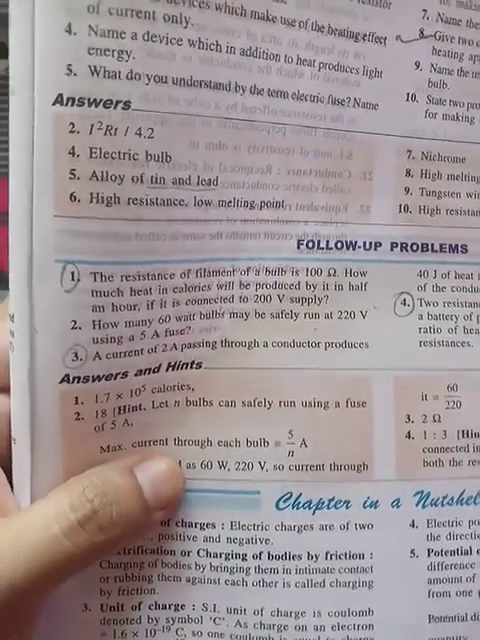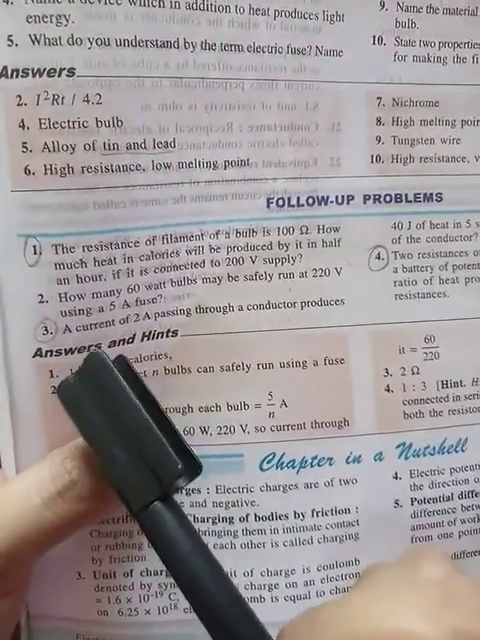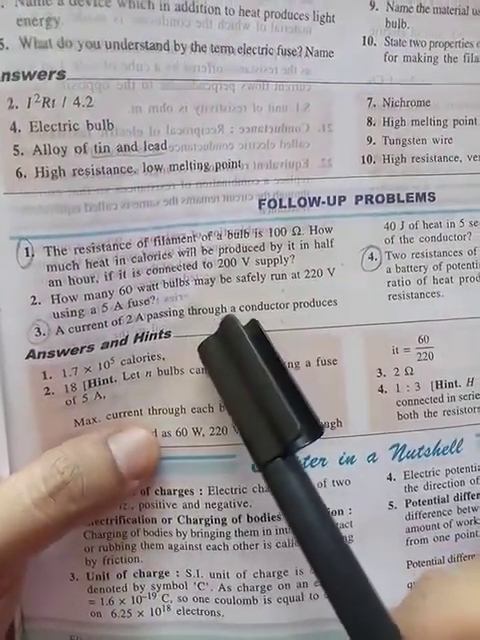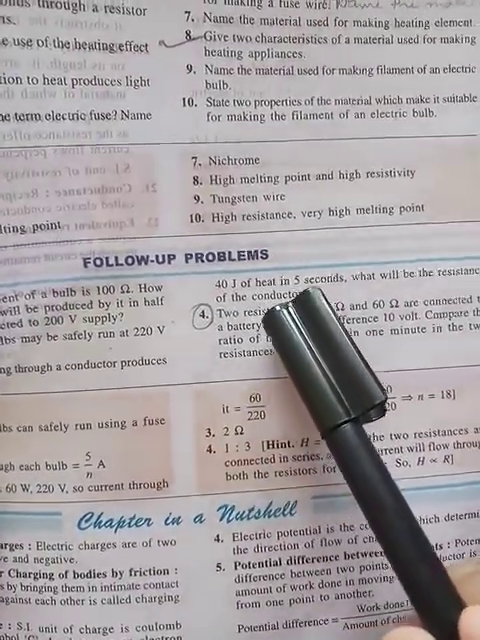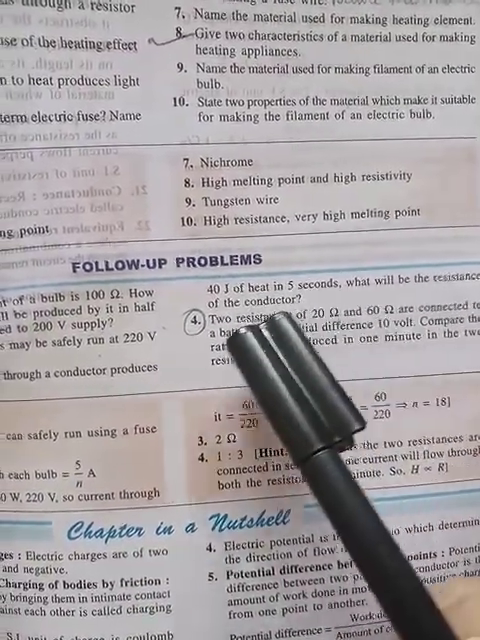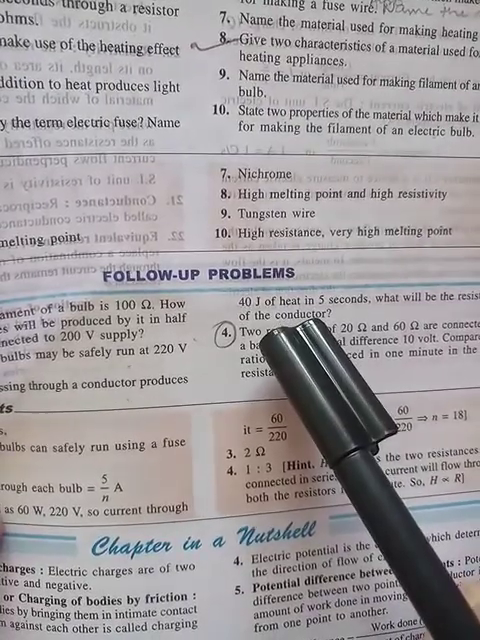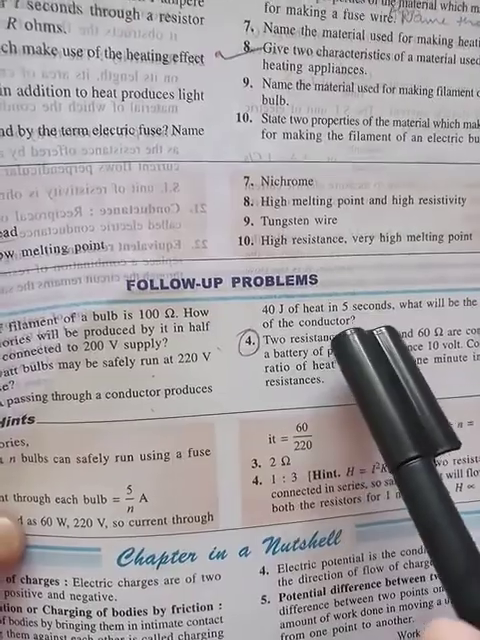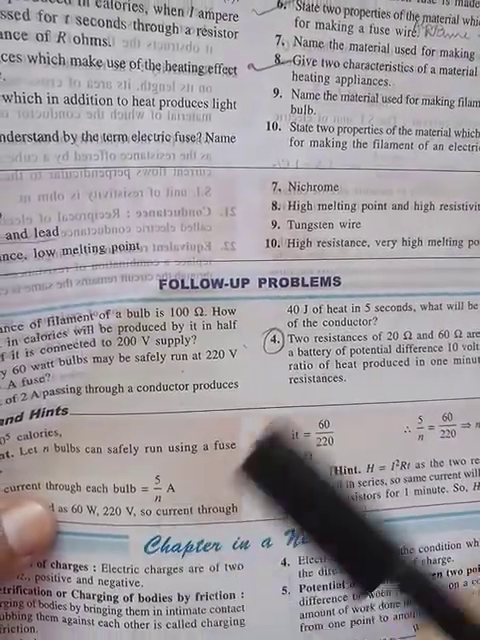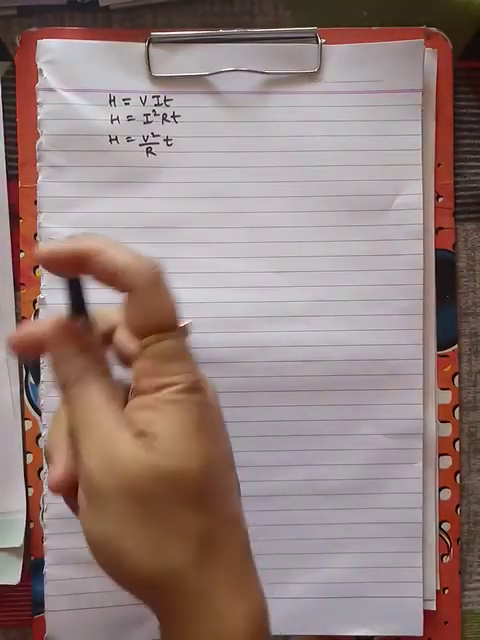So question number 3 we will look into. A current of 2 ampere passing through a conductor produces 40 joule of heat in 5 seconds. What will be the resistance of the conductor? In this case the question is very simple. Something is given and the other thing we have to find out. So let's see what is given.